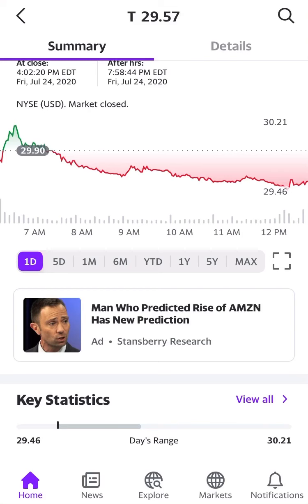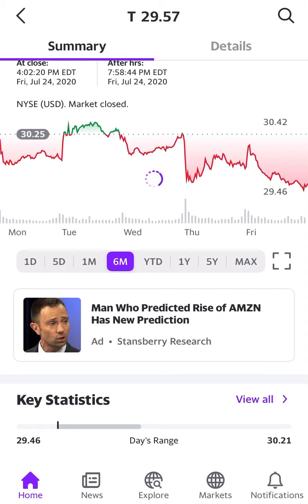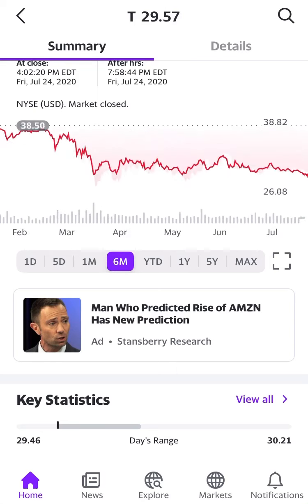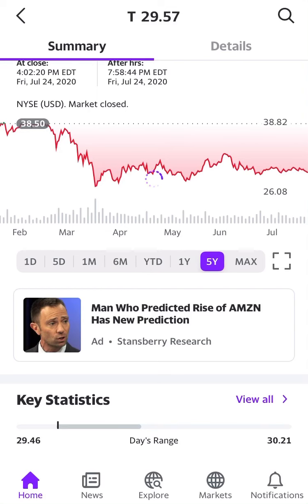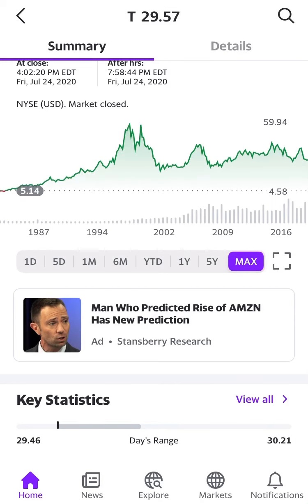Moving on down, we get to the graph. Looks like this is the daily graph. Along the bottom there, you can see 1 day, 5 day, 1 month, 6 month, year to date, 1 year, 5 year, max. Now, depending on what type of investment you're doing, if you're more short term, there's 1 day, 5 day, maybe even the 6 month might be important for you. Now, if you're more into buy and hold investing, or you're investing for the long term, you're probably going to be looking at something more like 5 year, which is this, or even the max, which is this here.